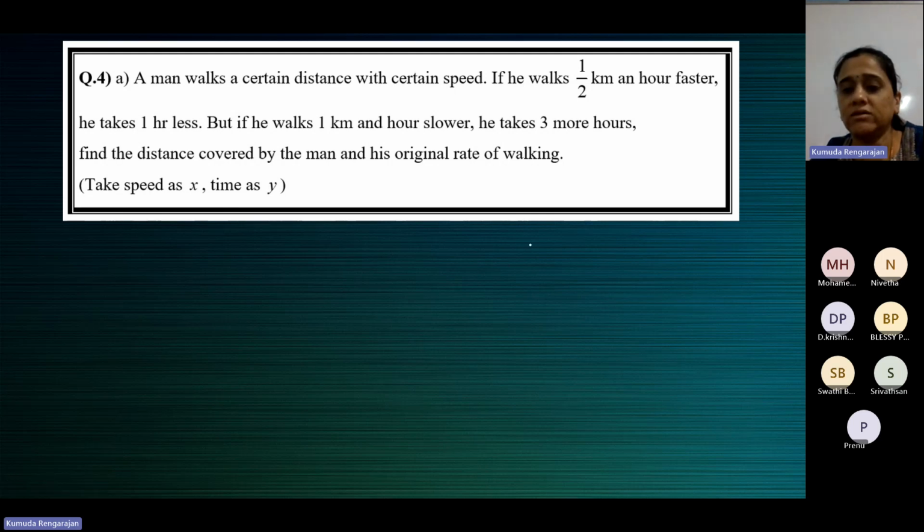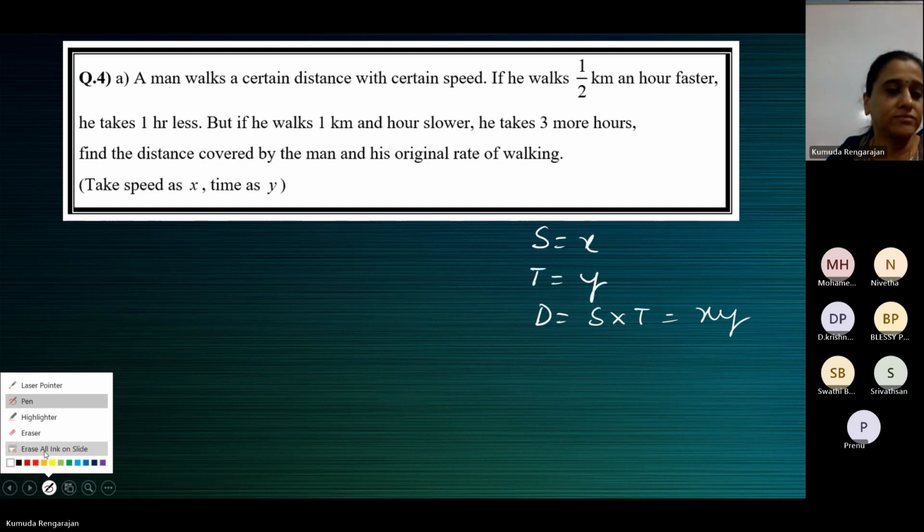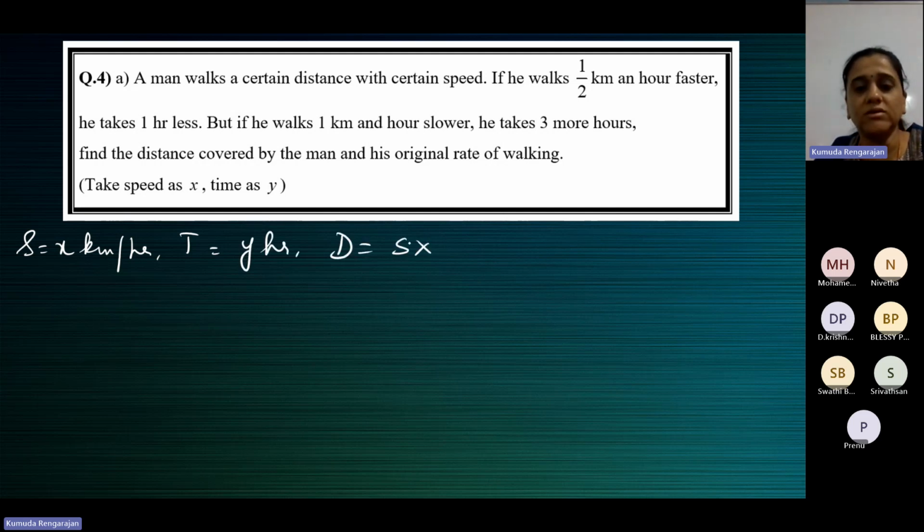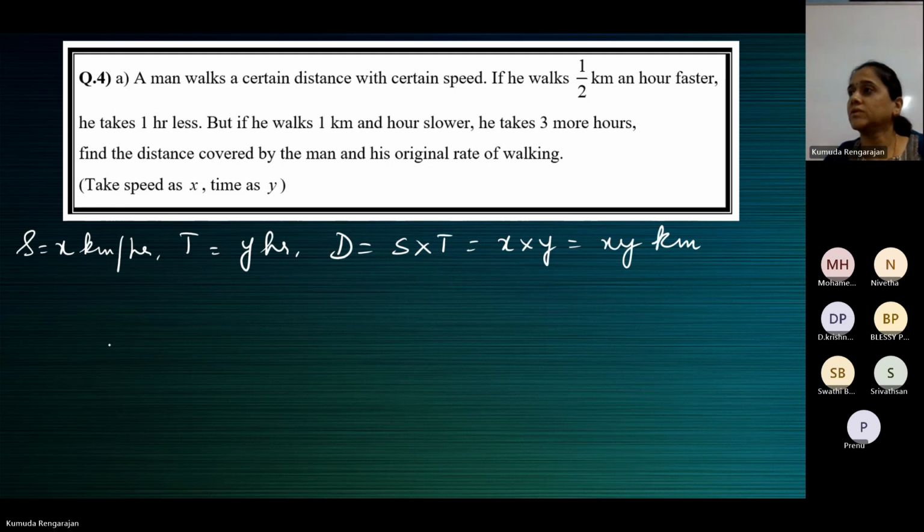Okay, and now we know that when speed is x and time is y, what is the distance? Distance is speed into time. So xy, correct? Okay. So speed is x kilometers per hour, and time is y hours. So distance is equal to, don't write this, I'll show you the answer. So distance is speed into time, which is x into y, xy kilometers. All right? Okay. A man walks a certain distance with a specific speed.